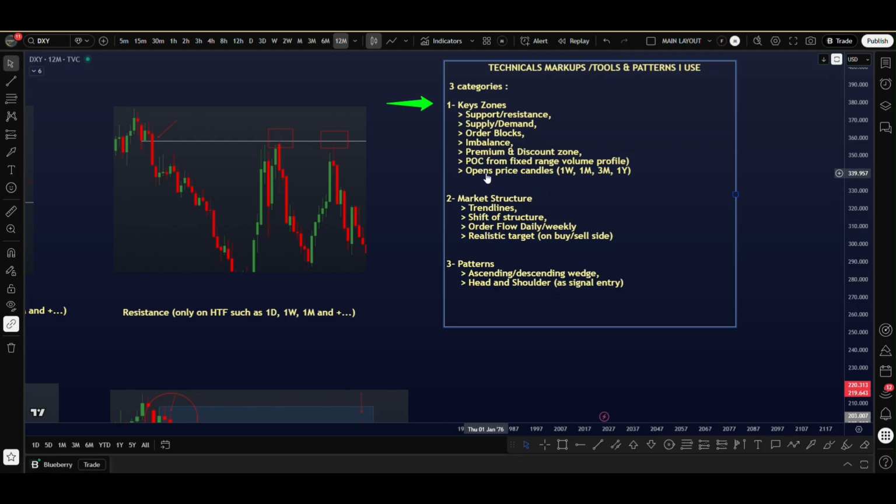And then I also use the open price candle as a zone. Yes, the open price candle. Most of the time it will be the weekly open, the monthly open, sometimes the three-monthly open, and the yearly open. These are the zones which I use to take a trade from or to take profit. So we are going to see it, maybe in the next video we will enter into details on this part.